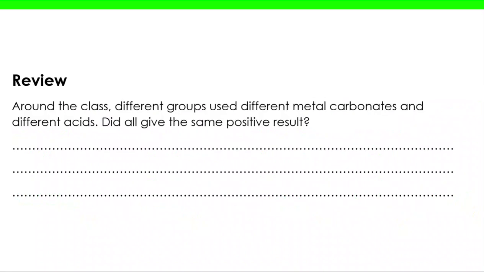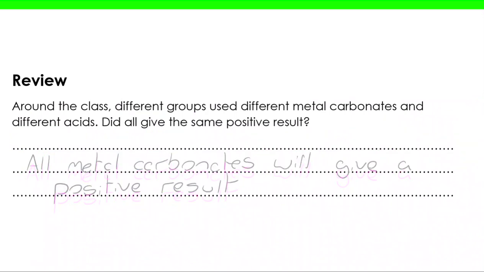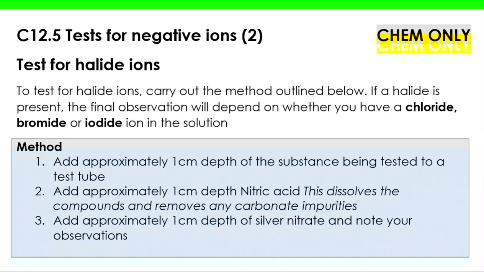What would we do if we replace the acids or replace the metal carbonates? What observations would we make? All of them would give the same positive result. So let's move on and take a look at the test for halide ions once again.